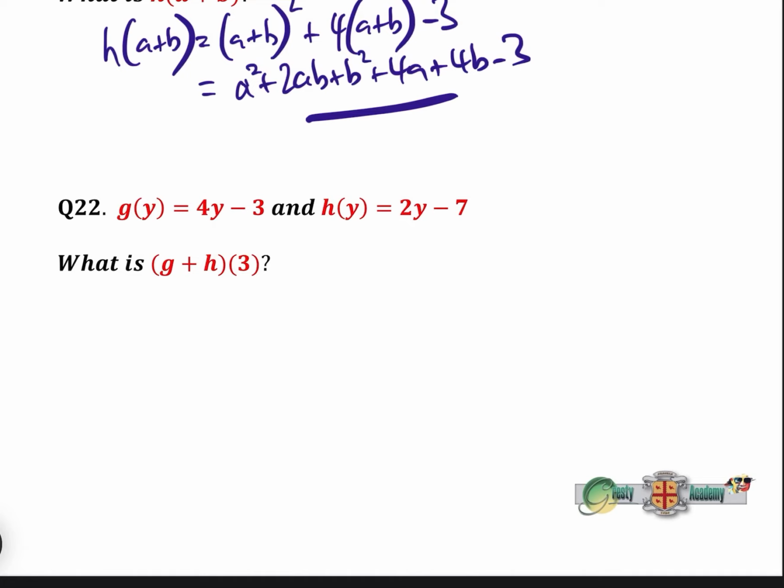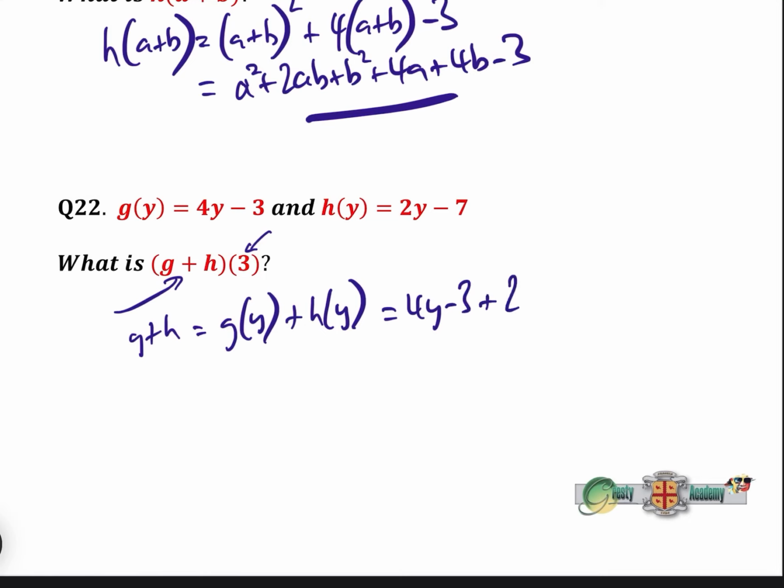Okay, now this one is basically all to do with how the maths is read. g plus h basically just means add the two functions together and then apply the input 3. So g plus h is basically g of y plus h of y, which equals 4y minus 3 add 2y minus 7, which is 6y minus 10. And so this is our new function, g plus h of y is 6y minus 10.